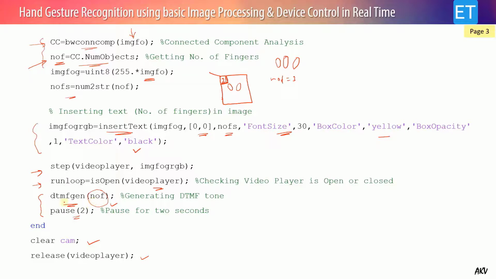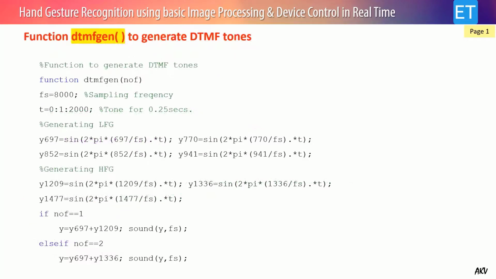Okay, so now let's see what is inside this DTMFgen function. So this function I have written, it is not a MATLAB function. So this is the DTMFgen function which will generate the DTMF tone. So first we are defining the sampling frequency, that is, let's say, 8K. This is the time vector to generate the sinusoidal waves. So I'm taking this from 0 to 2000, that means the total duration will be 2000 upon 8000, that means 0.25 seconds.